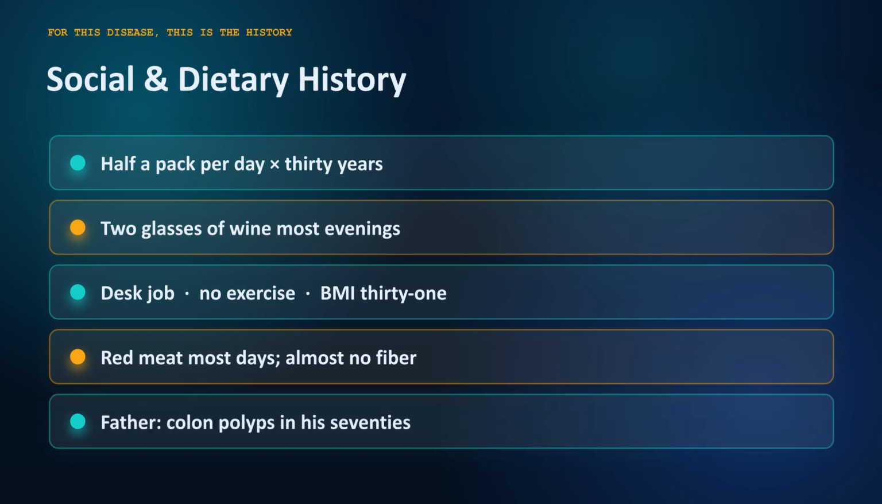His father had colon polyps in his 70s, but no colon cancer. Now look at that paragraph again. It is not a social history.